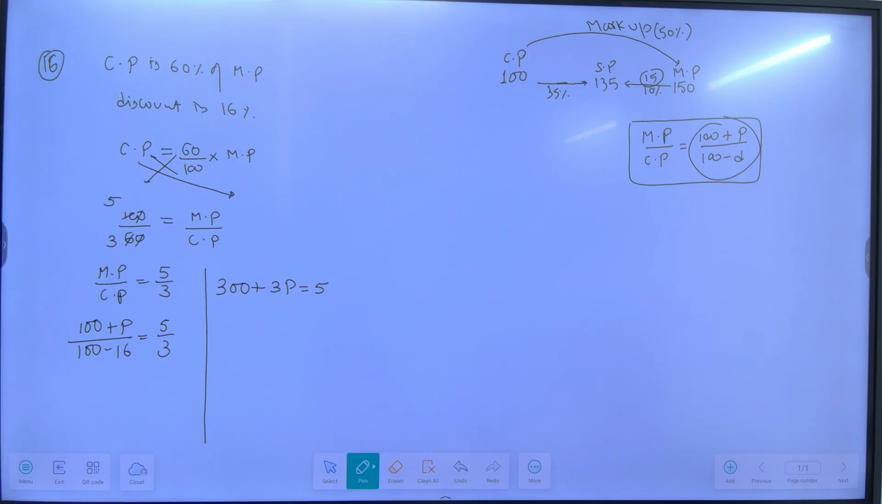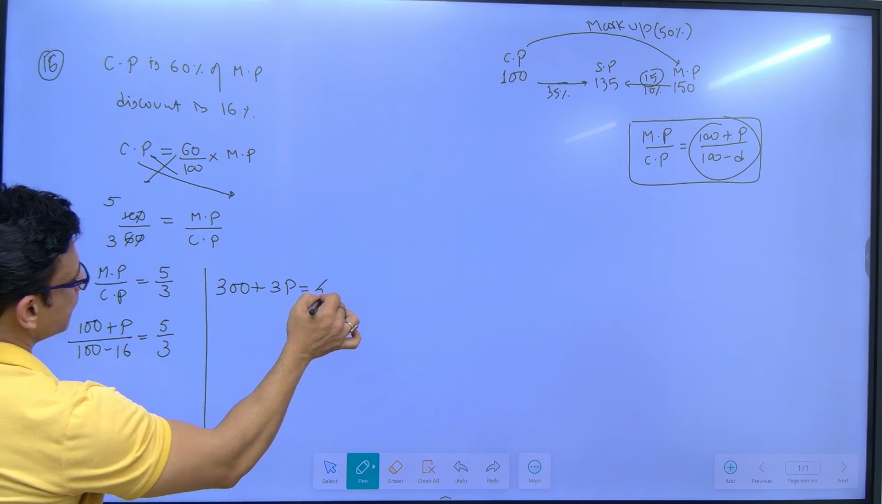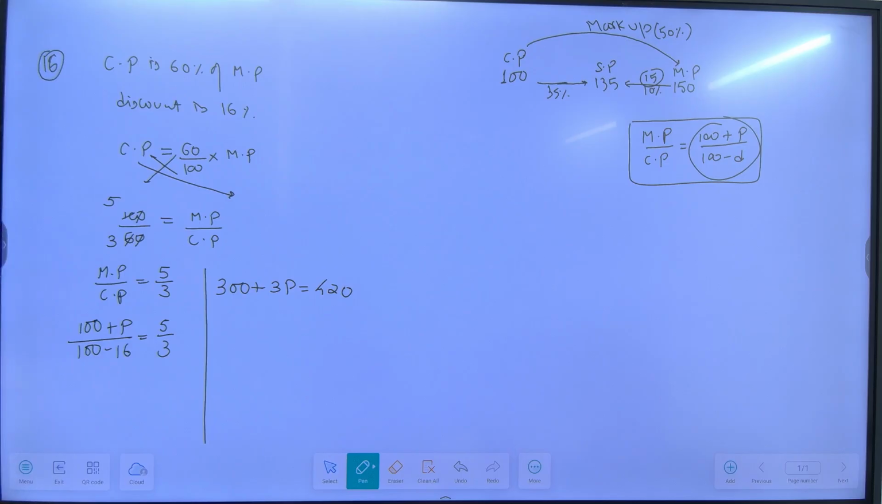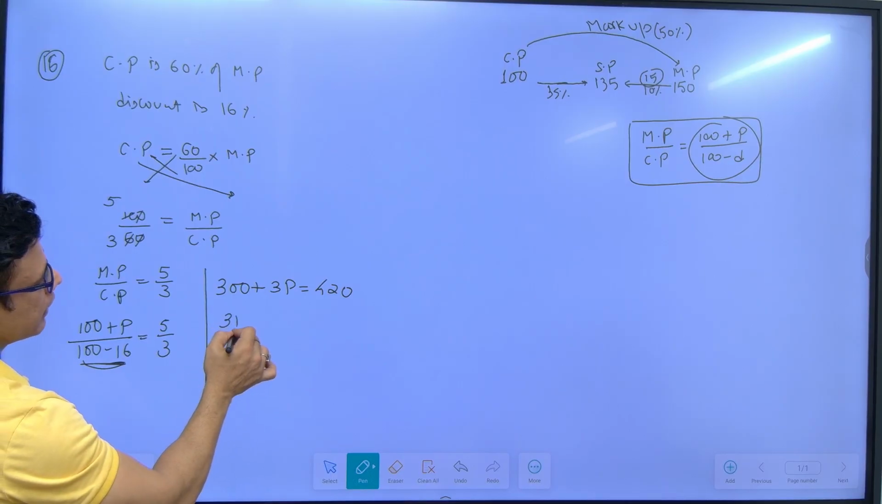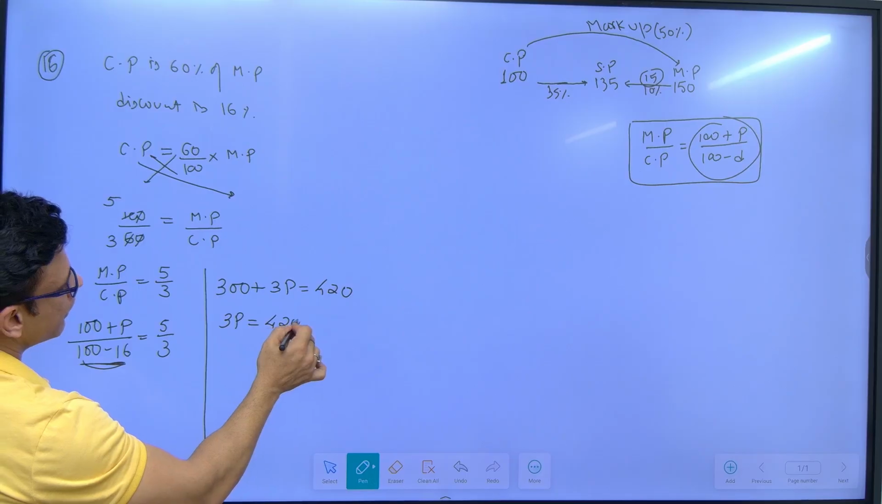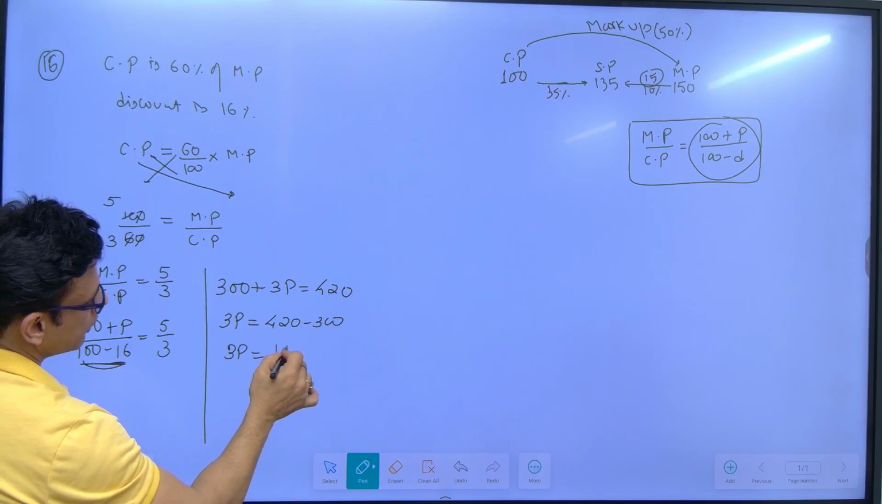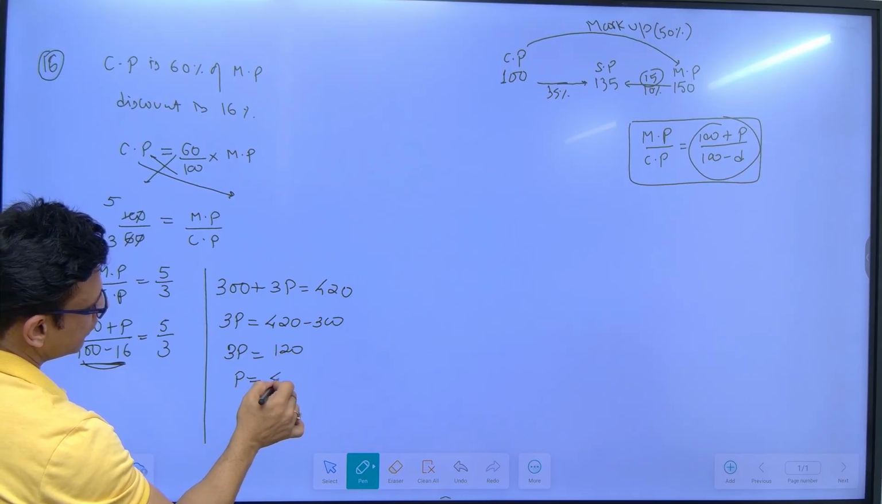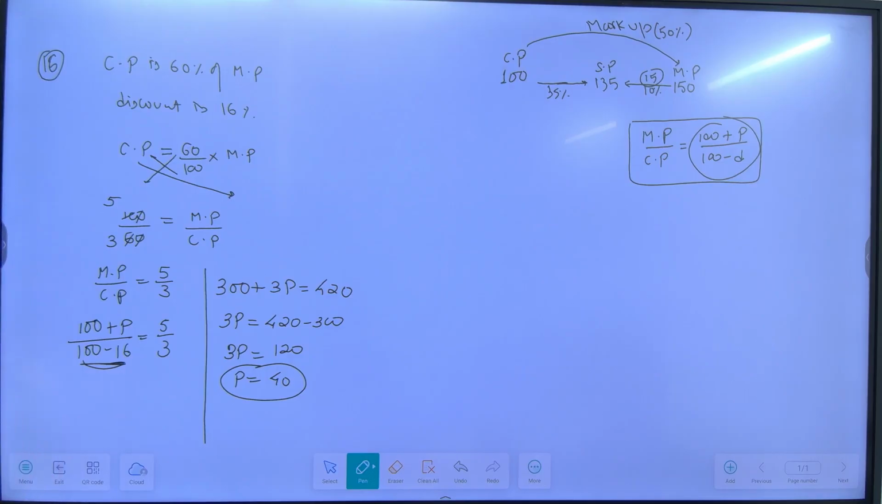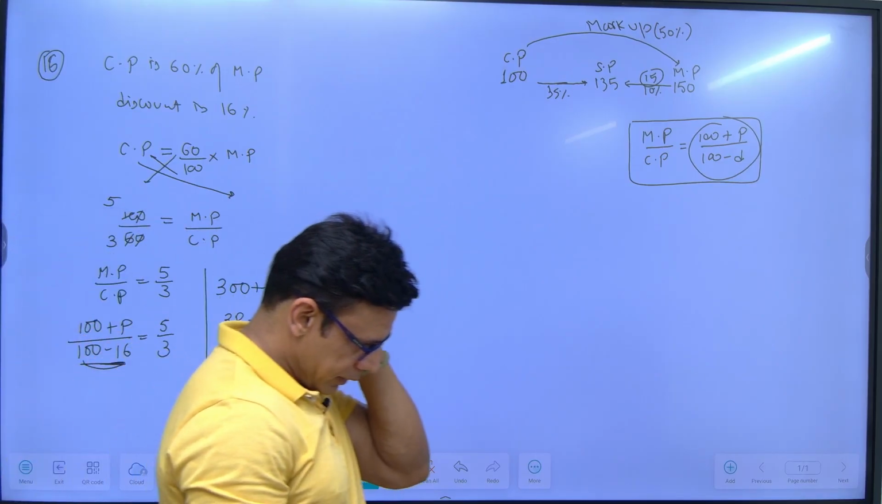5 into 84. 420. Right? You do this. This is 84 and directly multiplied with 5. So what is 3P equal to? 420 minus 300. 3P is equal to 120 and P is equal to 40%. So what is the profit percentage? 40%.